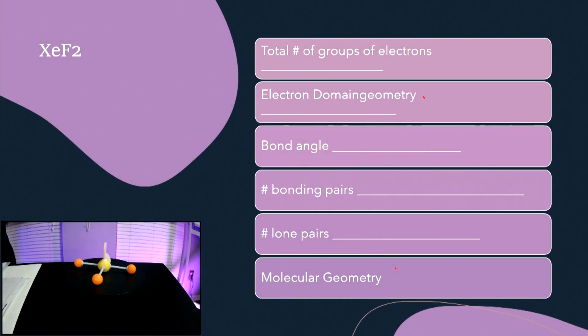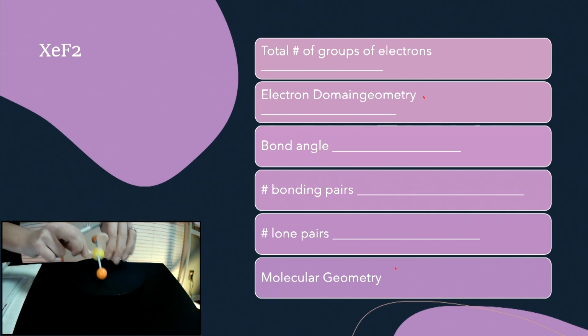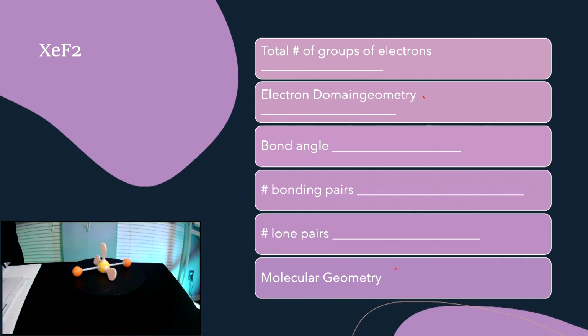Now, if we look at XeF2, let me build it for you. Okay. So again, these are just models of the actual compounds. So the total number of groups of electrons are going to be 5. The electron domain geometry is going to be trigonal bipyramidal.